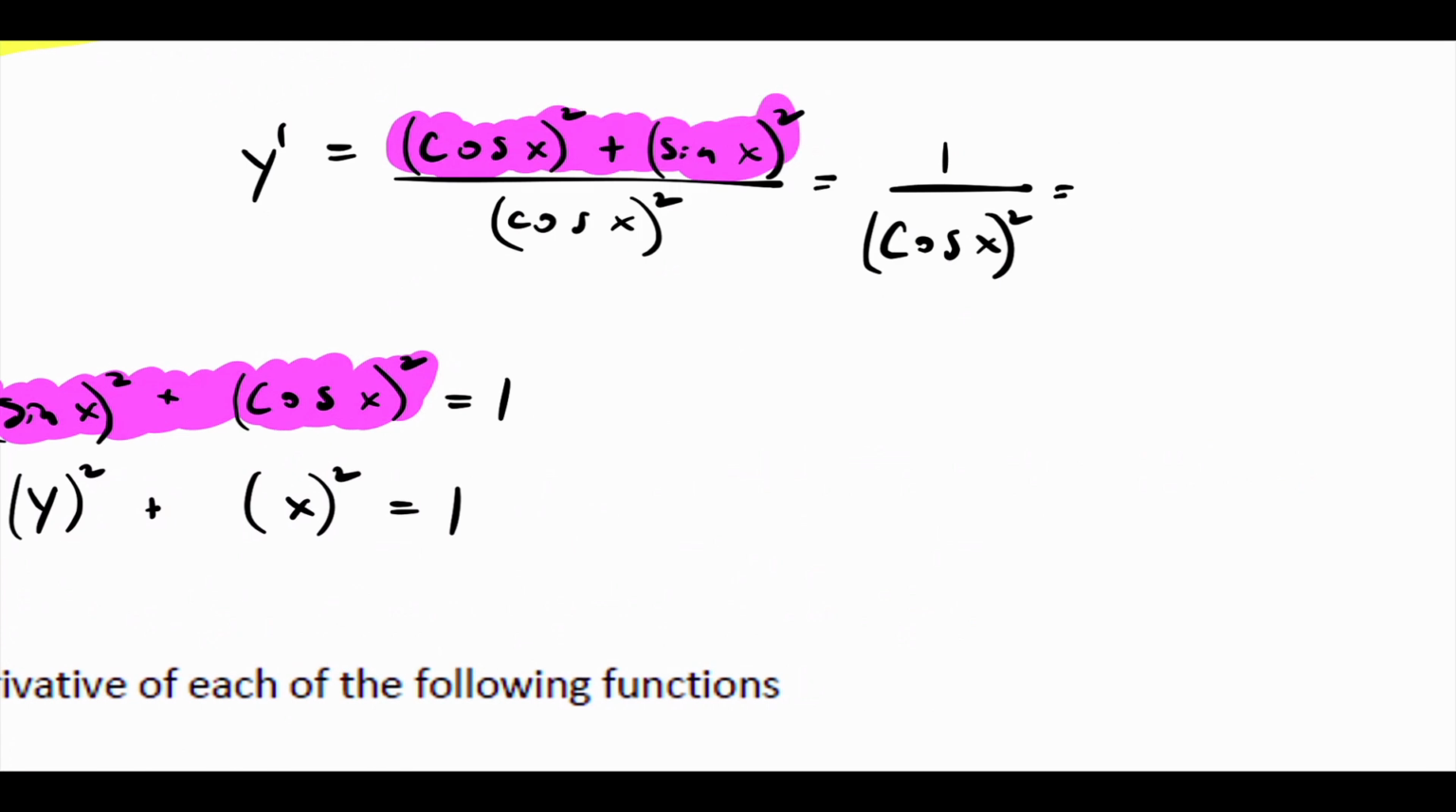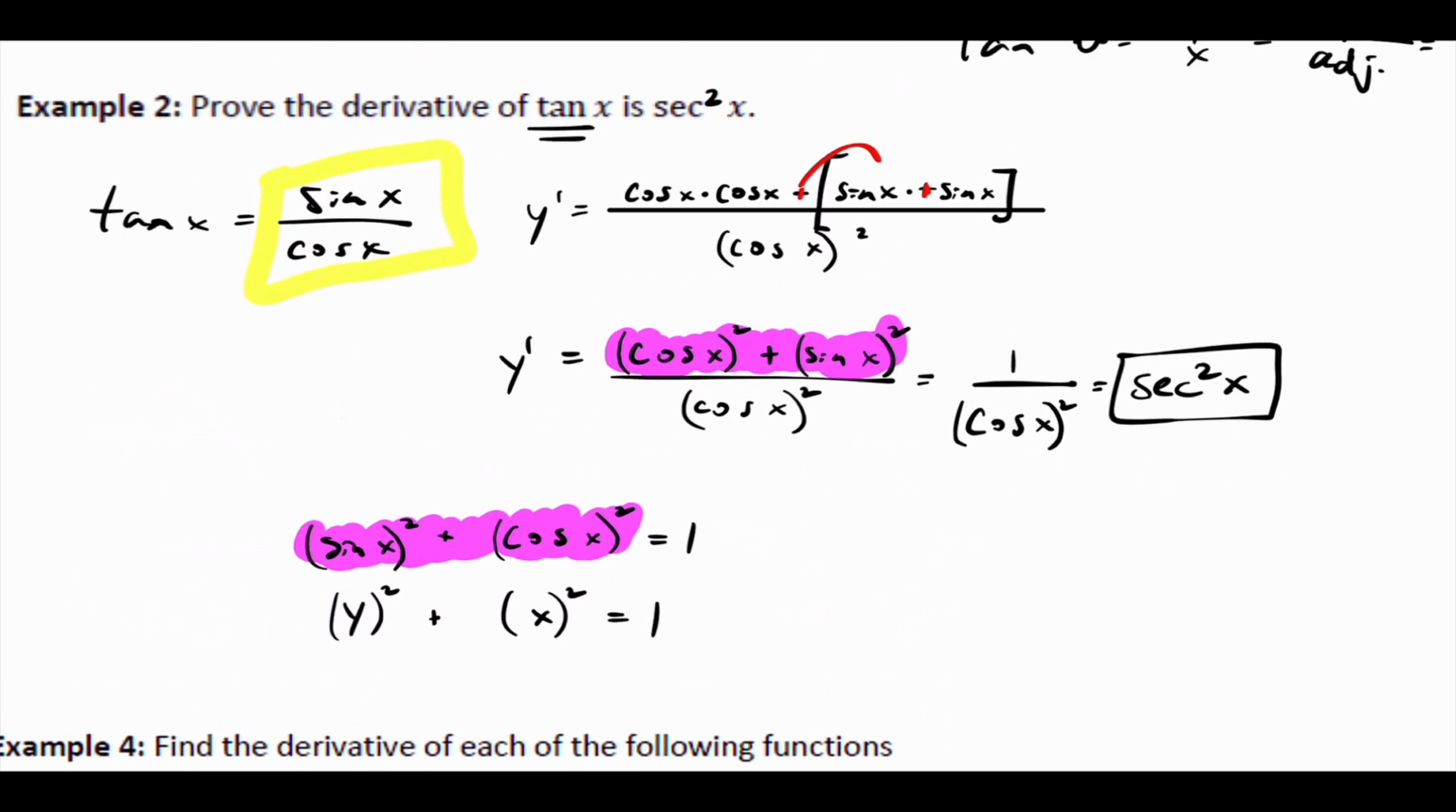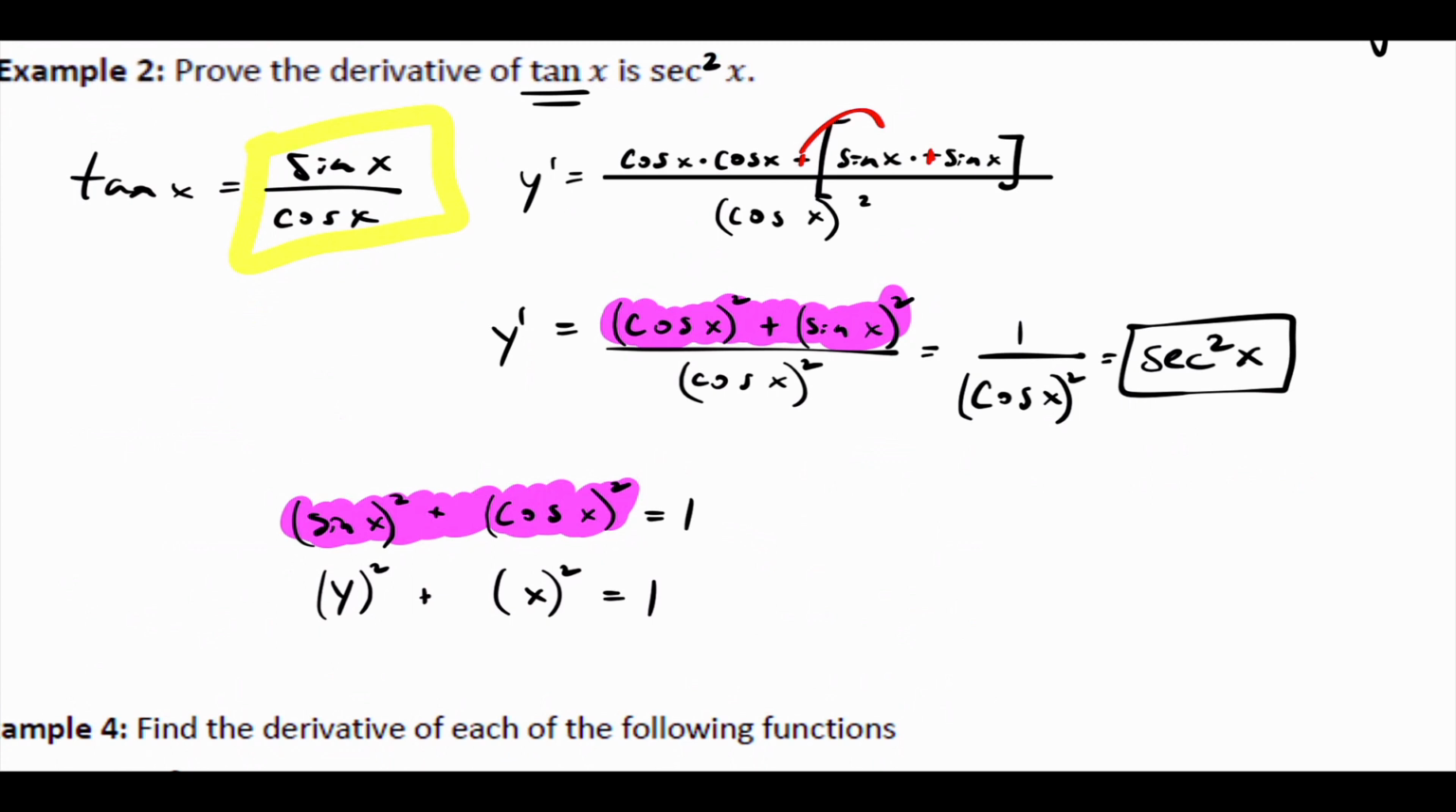Well, what is 1 over cosine? What is the reciprocal of cosine? Not cosecant. It's actually secant. So that's why the derivative of tangent is secant squared. That's a little proof. It's not really a proof, but it's why the derivative of tangent is secant squared.